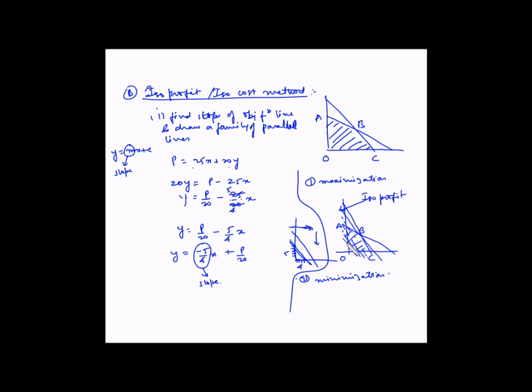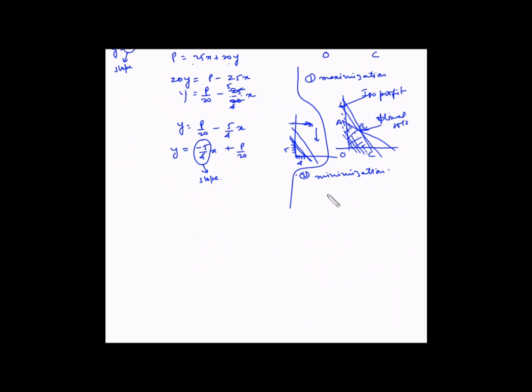So in this case we have these lines which are going like this, and so this point B is the farthest point at which this iso-profit line touches the feasible solution region. So this point B represents the optimal solution. Now let's take the case of minimization.